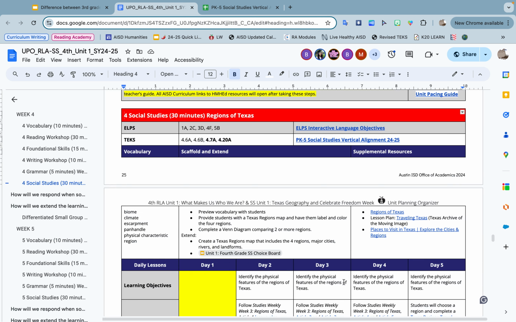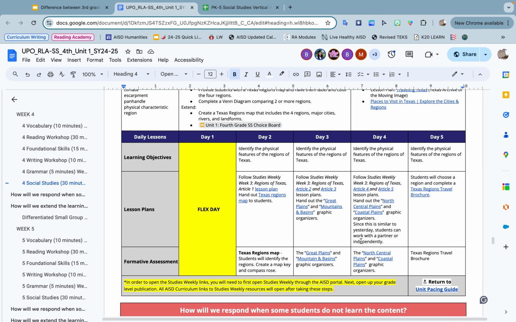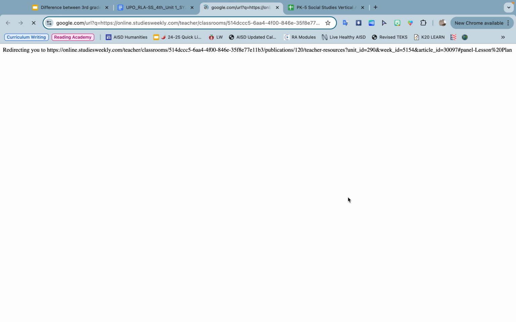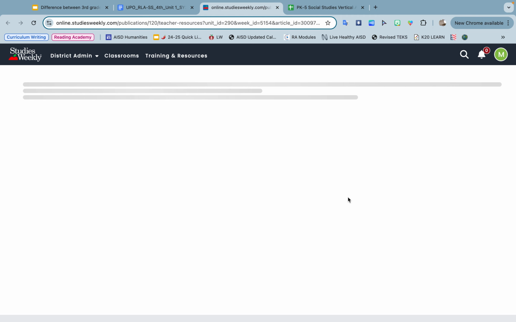So I'm going to pick one. We're going to take a look at one lesson in particular. We're going to go here to week 4. I'm going to look at day 3, which is identifying the physical features of the regions of Texas. According to this, we did Regions of Texas Article 1 on day 2. And then here we're going to do Article 2 and Article 3. So I'm going to open these links. And it's going to take a moment to load.